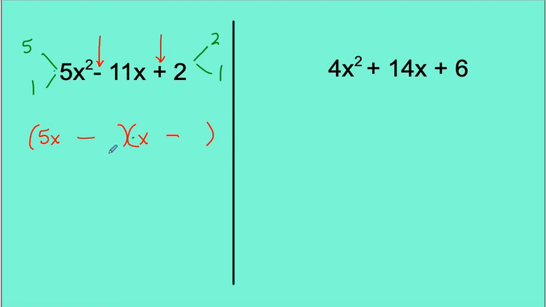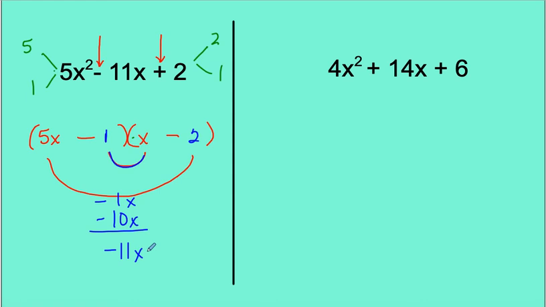Okay, so now I just have to figure out where to put the 2 and the 1, and I need 11. I'm going to give you a second to look at that. Those connectors, or that smiley face, help me see that I actually have to put the 2 here and the 1 here, because that outer term would give me 10x, or negative 10x. That inner term would give me negative 1x, which indeed gives me negative 11x.